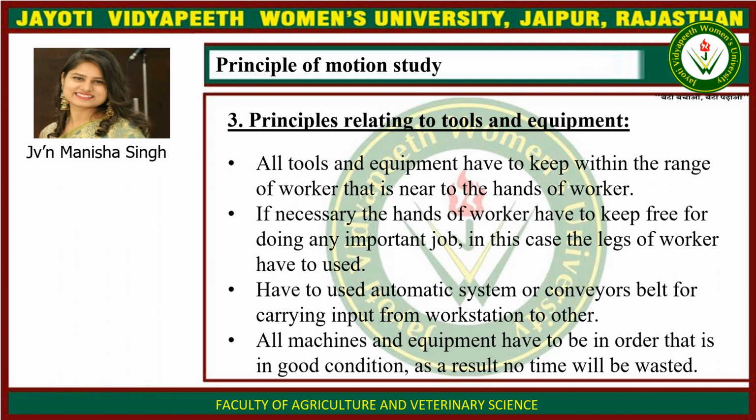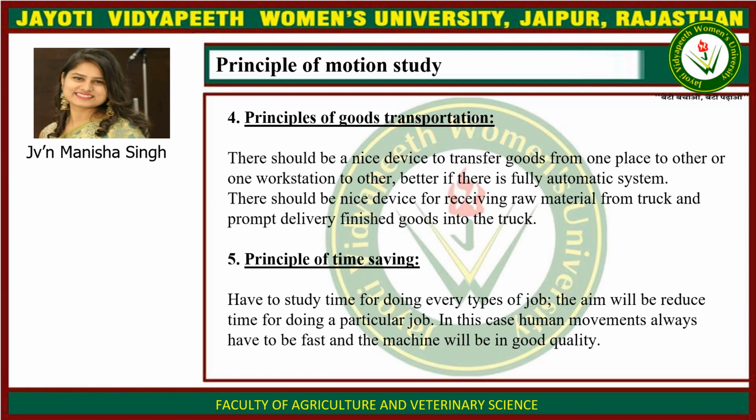Third principle is principles relating to tools and equipment. All tools and equipment have to be kept within the range of the worker, that is, near to the hands of the worker. If necessary, the hands of the worker have to be kept free for doing any important job. In this case, the legs of the worker have to be used, and an automatic system or conveyor belt should be used for carrying input from one workstation to another. All machines and equipment have to be in order, that is, in good condition. As a result, no time will be wasted.